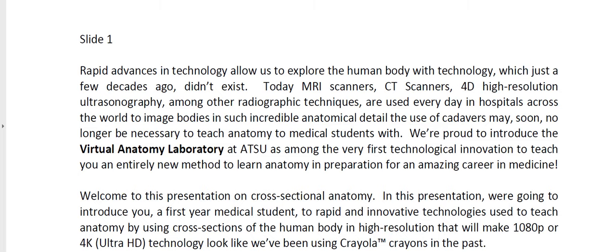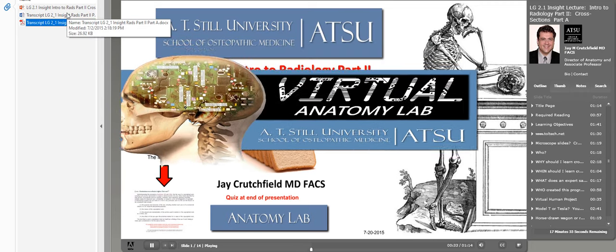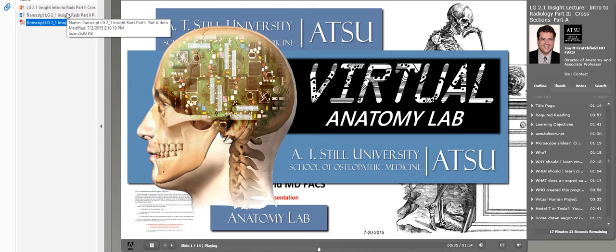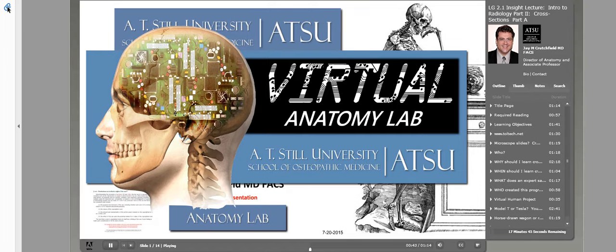We're proud to introduce the Virtual Anatomy Laboratory at ATSU as one of the very first technological innovations to teach you an entirely new method of learning anatomy in preparation for an amazing career in medicine. Welcome to this presentation on cross-sectional anatomy.